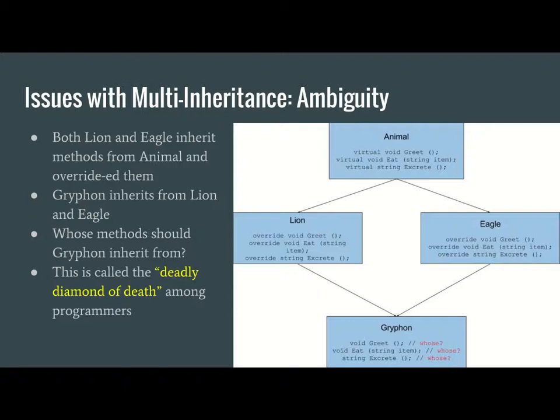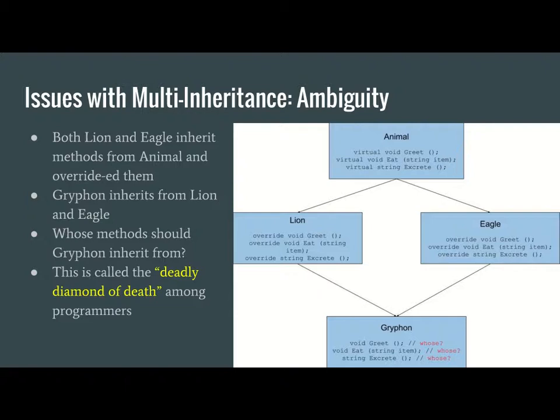What it does is we start from a base class called animal. It has virtual void greet, virtual void eat, and virtual string excrete. And then we have two derived classes, lion and eagle. And then we have override void greet, override eat, override excrete. And now, because it's natural that Griffin is a combination of lion and eagle, we make Griffin inherit from lion and eagle. And then here comes the problem.